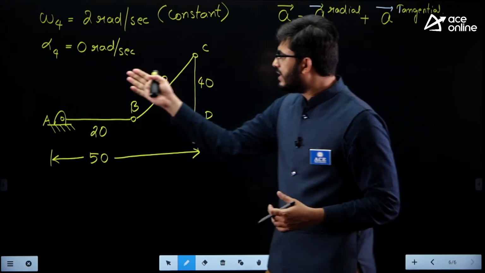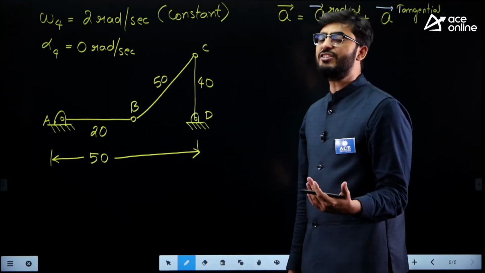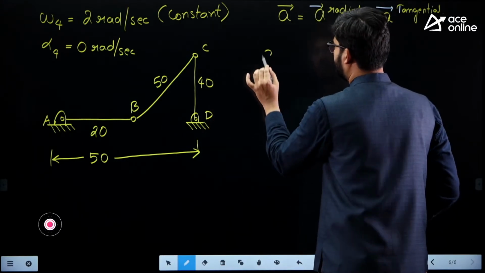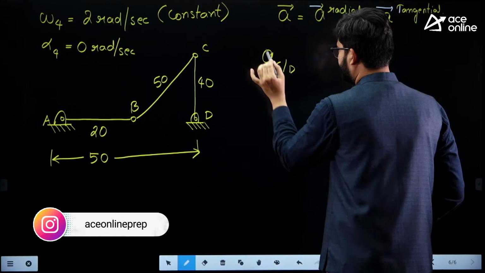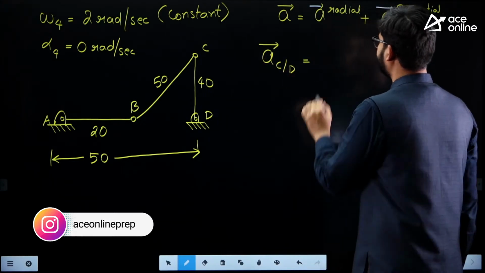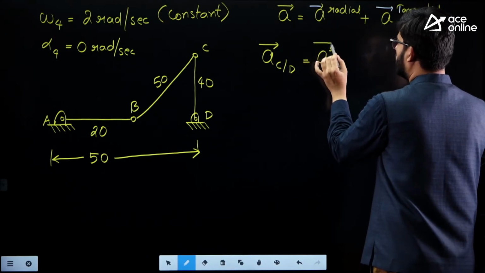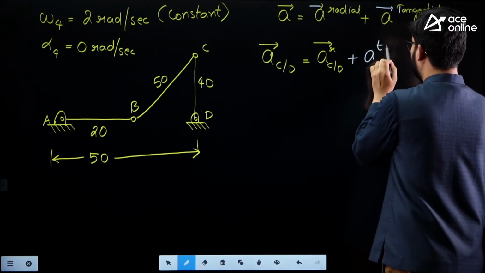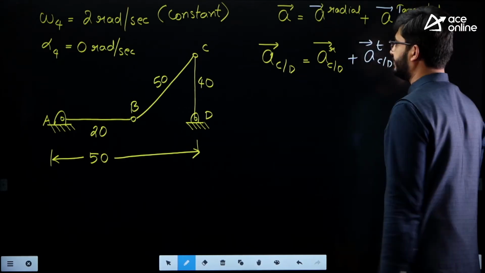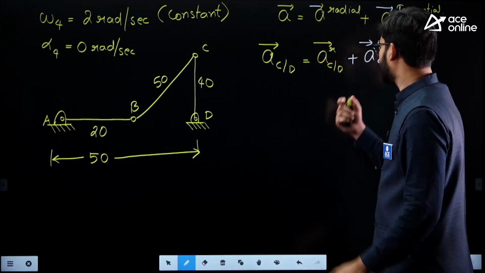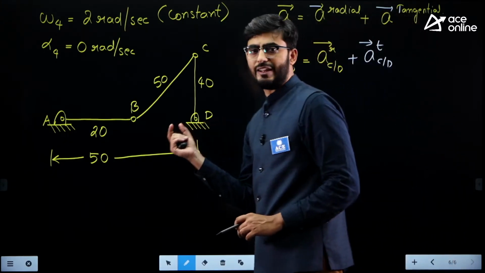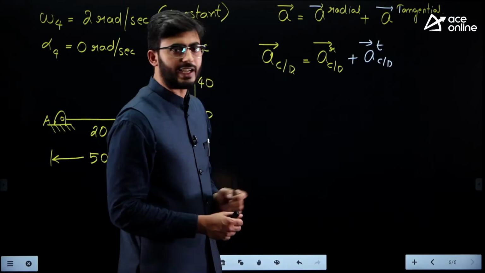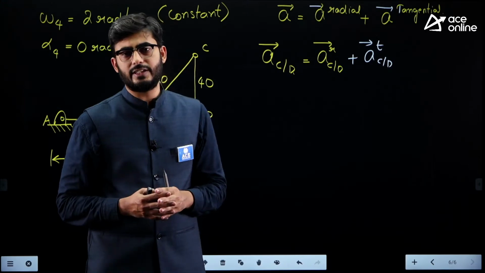So now, guys, it is evident that alpha 4 is 0, then the tangential component of acceleration for link CD is 0, guys. So let me just write here acceleration of C with reference to D. This is equal to radial acceleration, A radial of C with respect to D. Next is A tangential of C with respect to D. This is how it is written. Now, guys, D is the reference point and C is the moving point. So always do remember that in the subscript, the second one is the reference point and the first one is representing the moving point.